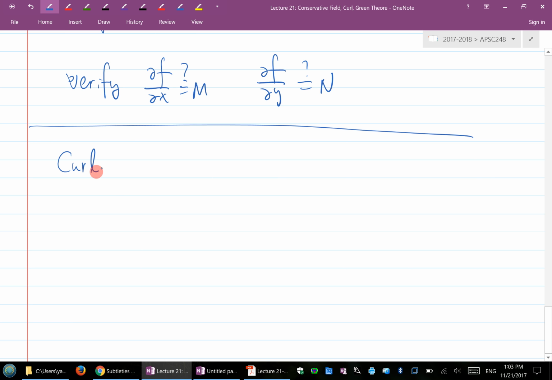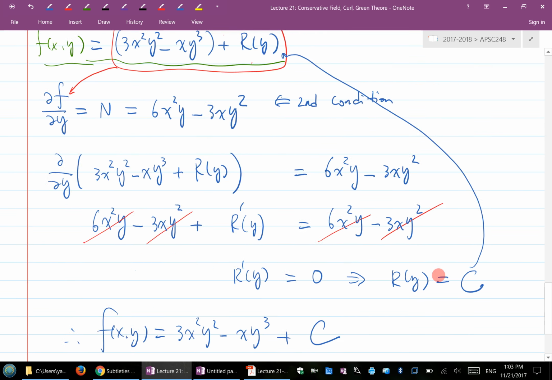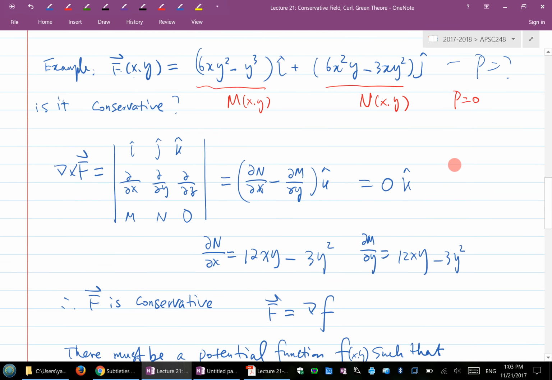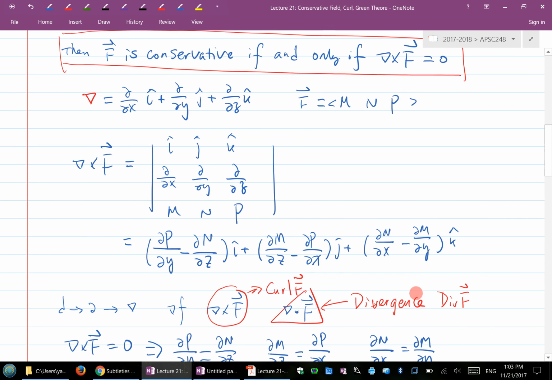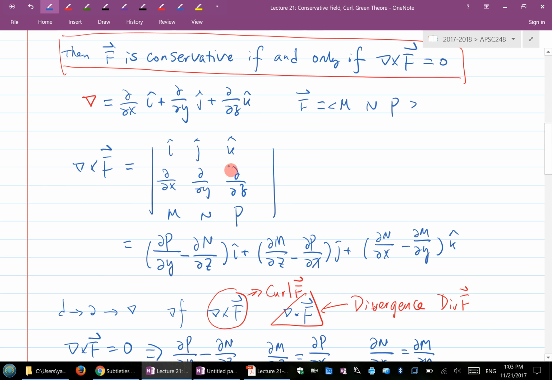Okay, so let's go back to this curl here. As we learned, and I already showed you, this is basically the curl, and we use this symbol right here. Now it's time for me to explain the meaning of a curl, because the computation of the curl, as you see, is very easy. It's basically the determinant of this 3×3 matrix.